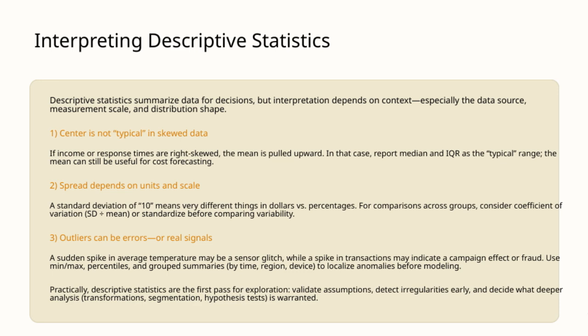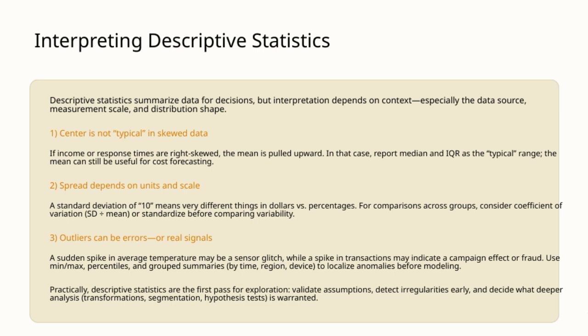First, remember that these summaries are useful, but their interpretation really depends on the context. Things like where the data comes from, how it's measured, and its overall distribution shape all matter a lot. Now, one key point is about the center of the data. In skewed data, like income or response times that tend to have a long tail on one side, the average, or mean, can be misleading because it's pulled toward the tail. In such cases, it's better to look at the median and the interquartile range, or IQR, to understand what's typical. However, the mean still has its uses, especially when we're forecasting costs.